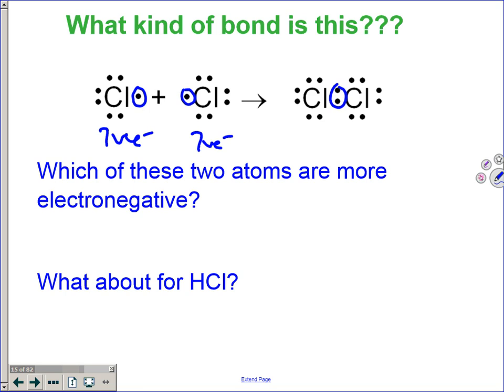Now each person pick up one electron, one pencil. That's you equally sharing, right? Pencils back down. So that example I just did, the equal share, is called non-polar covalent.